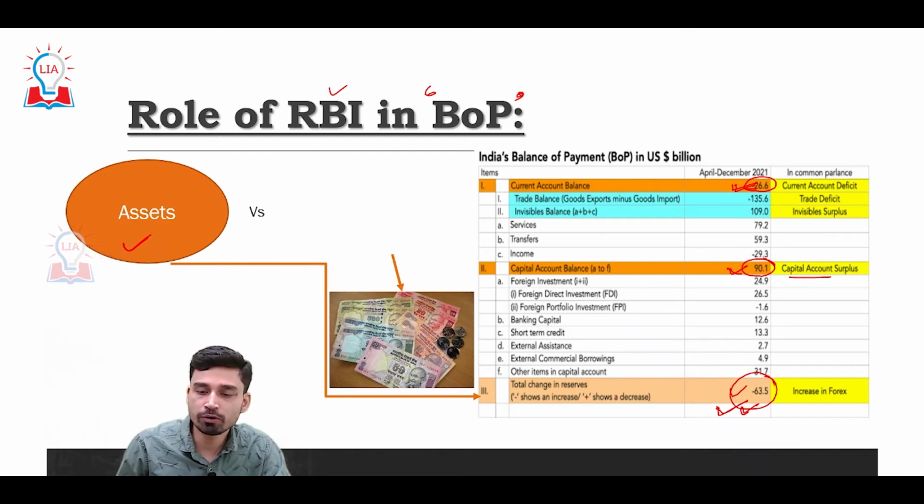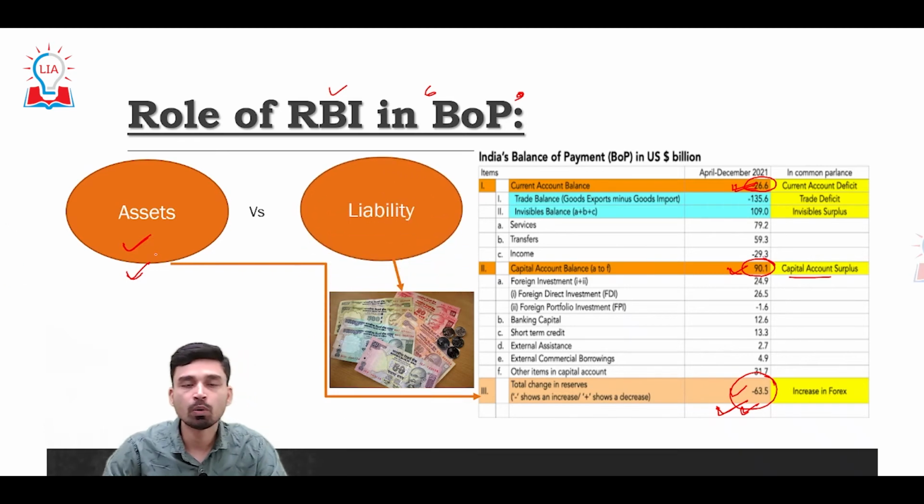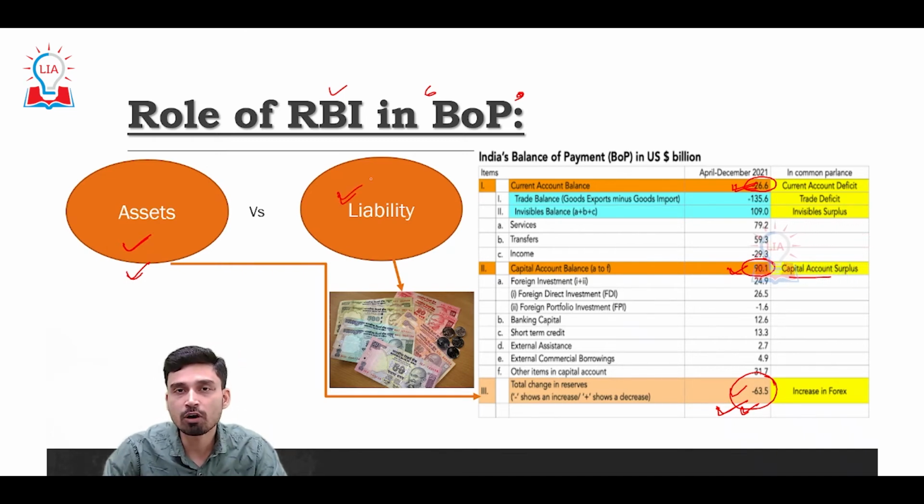So $63.5 billion is added assets to the RBI. Now what about its liabilities? Any assets that are added in the RBI's account will have to be maintained by an increase in its liability. And what is the liability of the Reserve Bank of India?